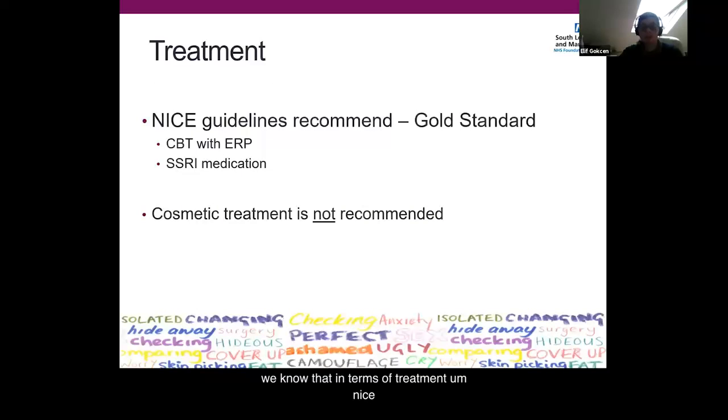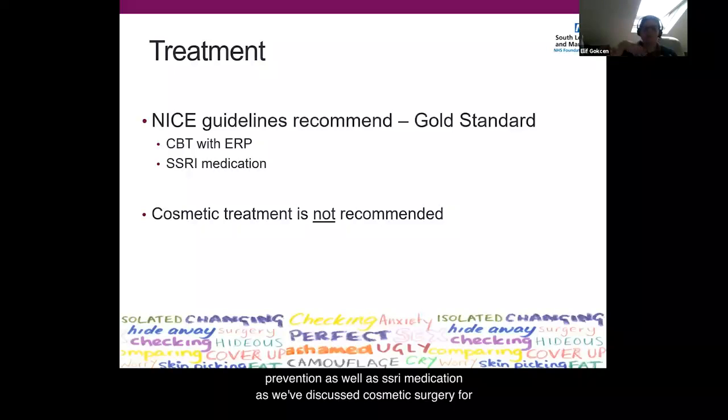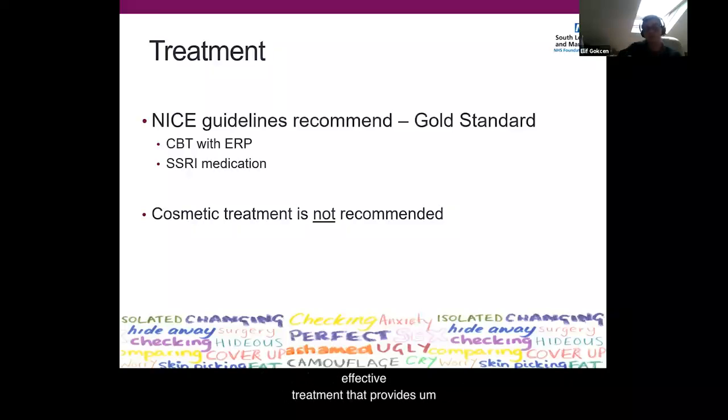We know that in terms of treatment, NICE recommends that the most effective evidence-based treatments for BDD are cognitive behaviour therapy with exposure and response prevention, as well as SSRI medication. As we've discussed, cosmetic surgery for lots of reasons is not recommended, because we know that that's not an effective treatment that provides long-term good outcomes.